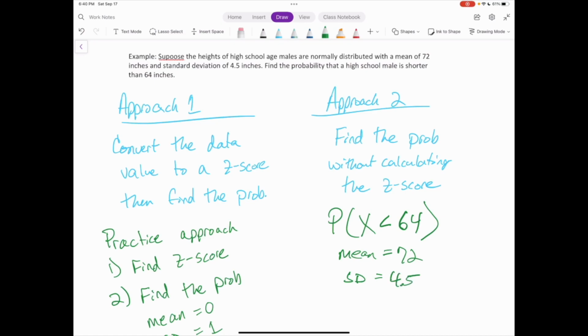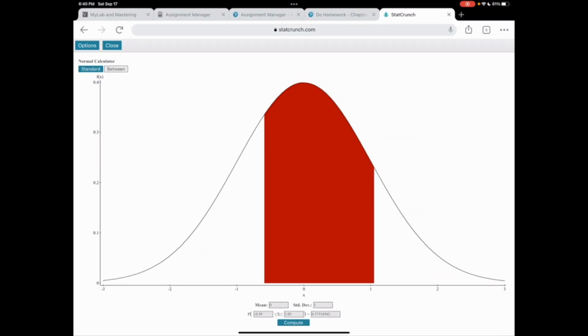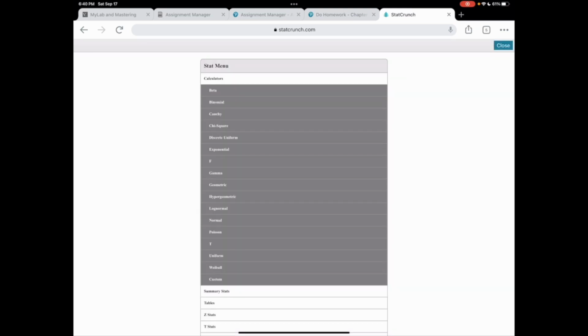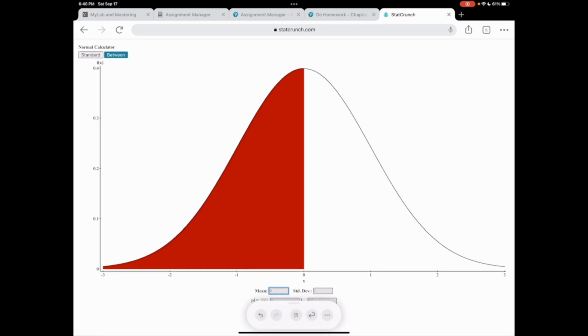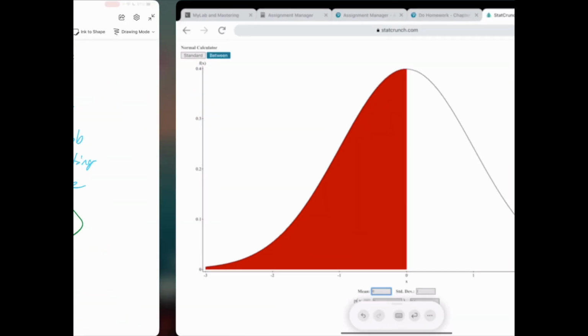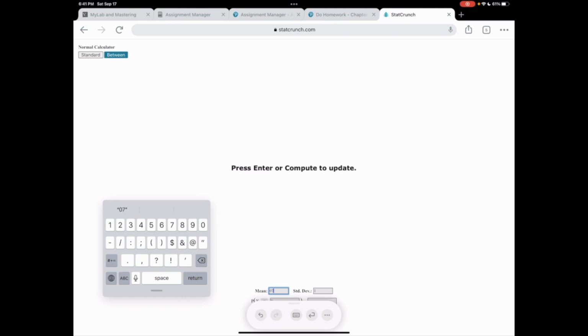All right, so let's use that information. Let's go to StatCrunch. I'm going to show you once again how to get to this calculator. You hit your Stat button. Under Calculators, you're going to select Normal. We are going to do the standard option because we're either going to the left or to the right. In fact, we are going to the left. Our mean is, let me double check, 72. Our standard deviation is 4.5.